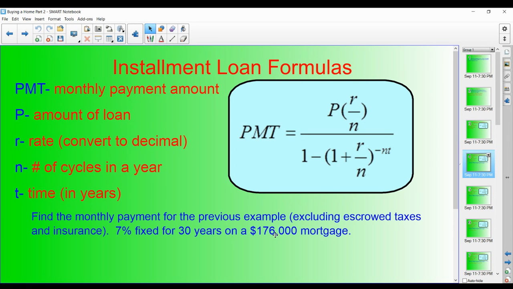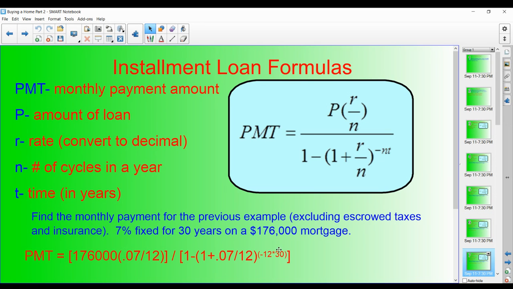So we're going to do it for a $176,000 mortgage. We're going to figure out our monthly payment. So on my numerator, I need the 176,000 times the 7% divided by 12 payments per year. I'm going to divide that by the denominator, where I put 0.07 in for R, put 12 in for N, put 30 in for T.